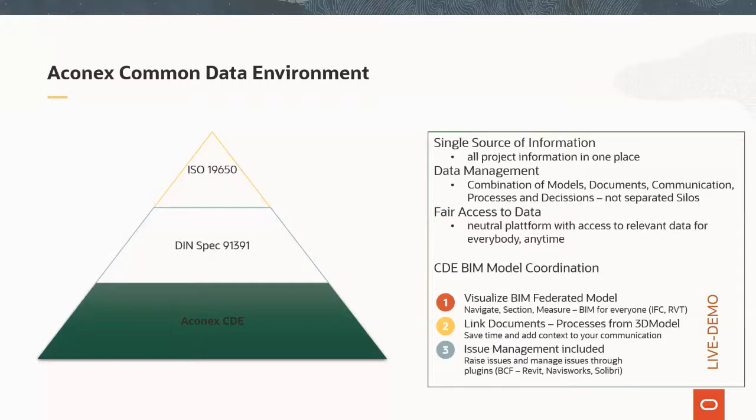Secondly, it's about the linking of documents and processes from the 3D model. So we use the 3D information to save time and especially add context to our communication. And third is the issue management, which is included in Aconex model coordination. There's a possibility to raise issues, but also especially to manage issues through the use of plugins. We use and stick to the BCF format. We are supporting BCF 3.0, by the way. And we have plugins for Revit, Navisworks, and Solibri.